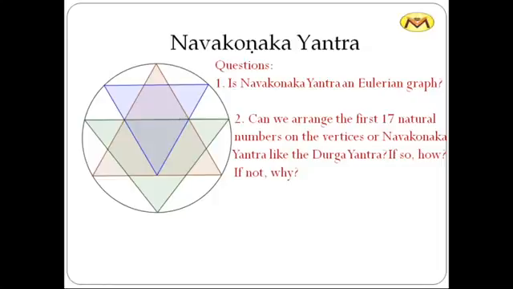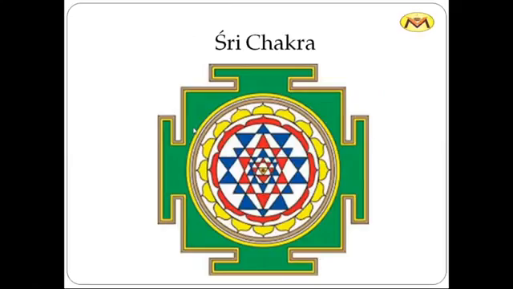When I'm saying we, I'm referring to that group of students with whom I was working, and we found out that we cannot construct a magic figure using the numbers from 1 to 17, because there are 9 odd and 8 even numbers from 1 to 17. So this cannot become a magic figure. Yeah, but this will become again an Eulerian circuit.